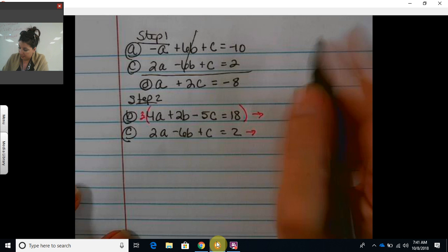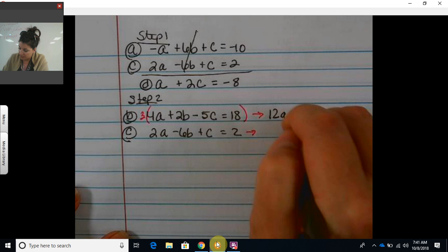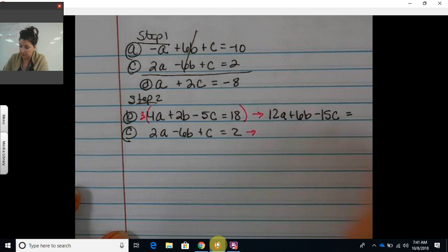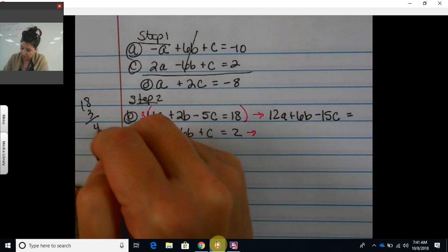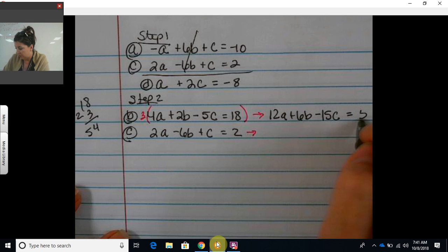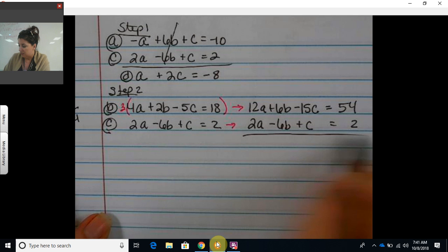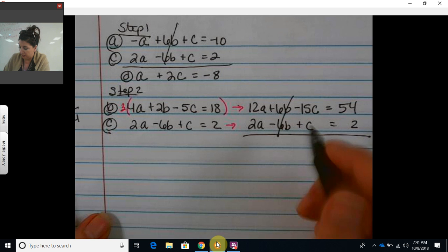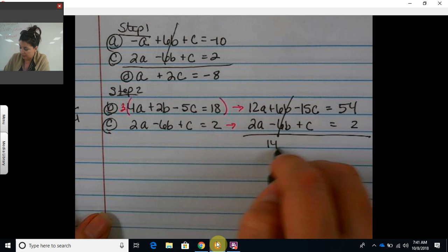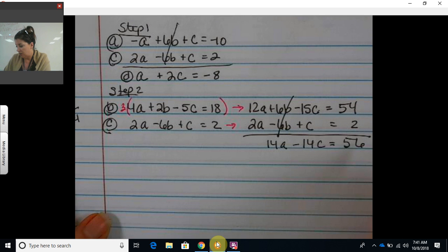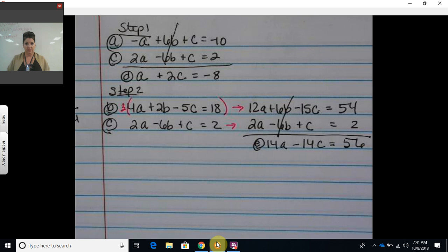So I get 12A plus 6B minus 15C equals, what's 18 times 3, y'all? 54, thank you. Bottom equation, I'm not multiplying anything. 6b minus 6b cancels. 12a and 2a make 14a. Negative 15c plus c is negative 14c. Equals 56. And I'll call this equation E. Now what?